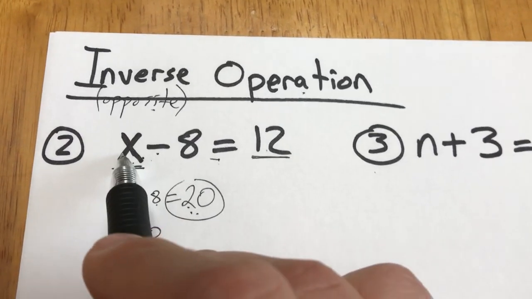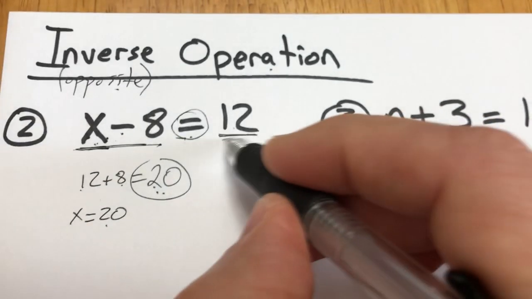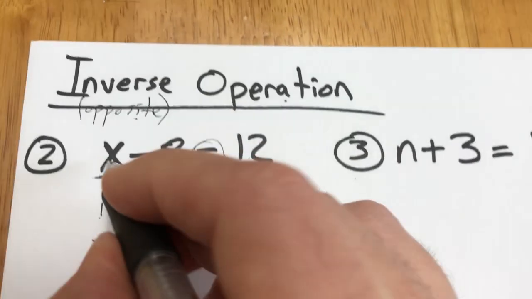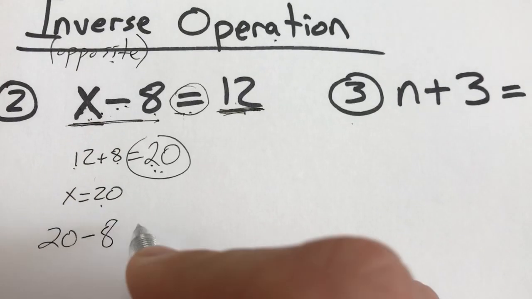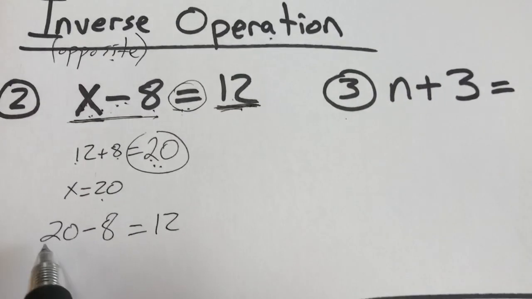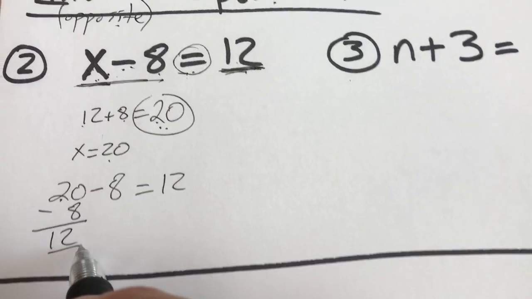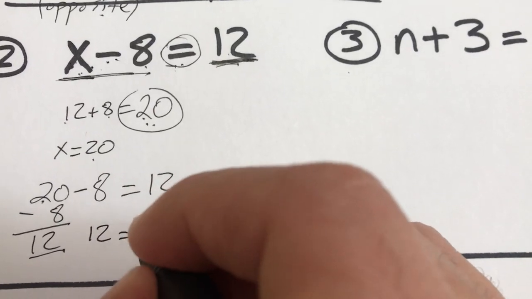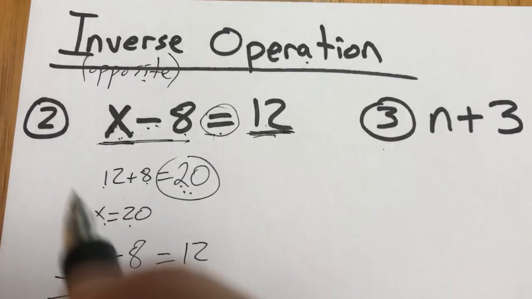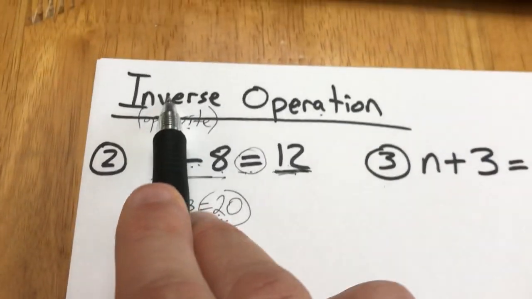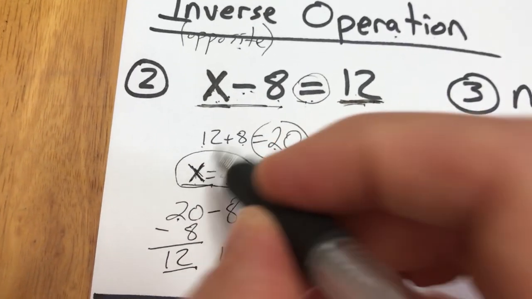So then when we plug in 20 for x, because it's an equation, this side has to be equal to this side, which is 12. So if we plug this in, x is 20. So we go 20 minus 8 equals 12. And we can check that, and we know that when we subtract 8 from 20, of course, we're left with 12. And so then we're left with 12 equals 12. And since both sides of this equation are equal, then x has to be 20. So that's how I use the inverse operation to figure out what the value of x is.